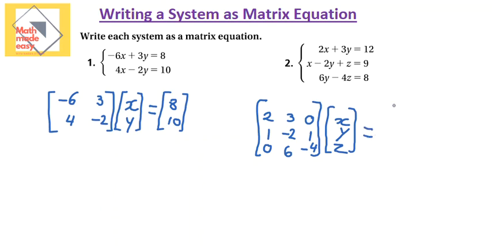Then the last thing you have is the constant matrix, which has 12 as a solution for the first equation, 9 and 8. That's it. This is simply how we write a system of equations as a matrix equation. In our next video, we're going to discuss how to solve this system using matrices.